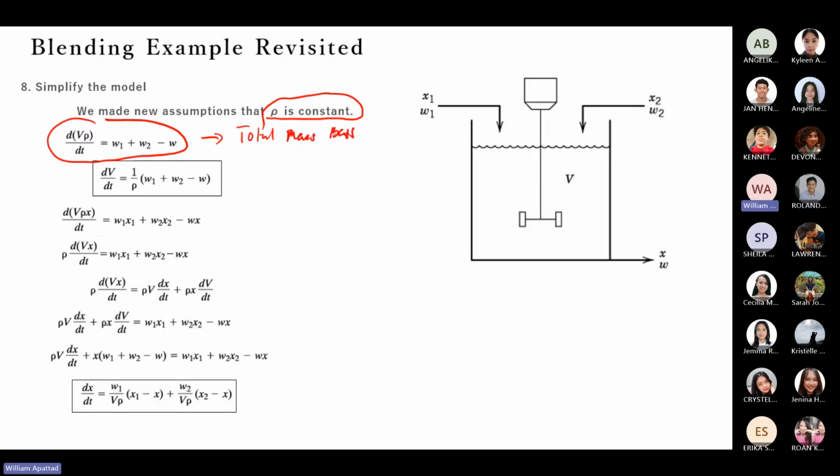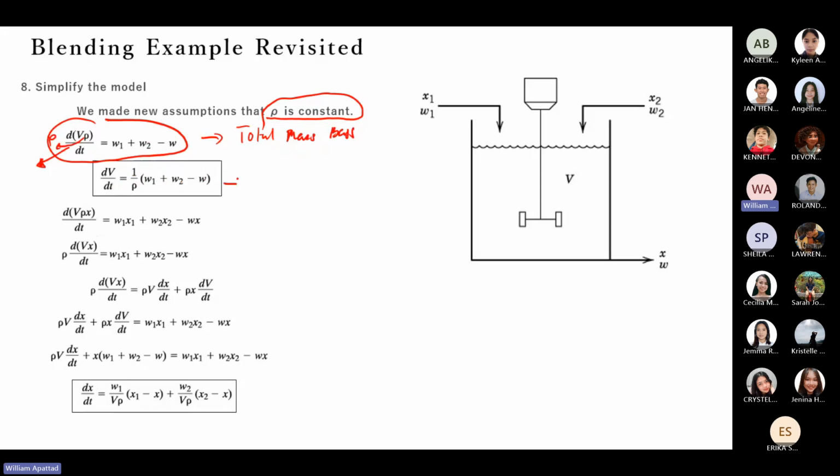Total mass balance, and ito, the rate of accumulation or the change over time is hindi na siya zero because we are dealing with unsteady states. Okay. So ilabas natin tong density since it is constant. So we have only dV over dt is equal to 1 over density times the quantity W1 plus W2 minus W.